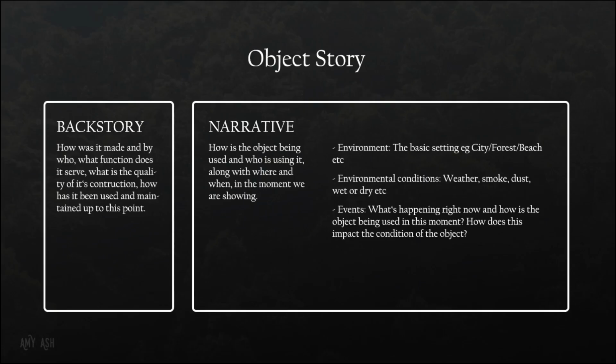Similarly, every object the character carries or wears will have its own story, tied in some way to the character's story. In this case, the backstory is how it was made and by whom, what function or purpose it serves, what the quality of its construction is, and how it has been used and maintained up to this point. The narrative would again consist of where it is right now, the environmental conditions, and the events happening in the scene, how the object is being used by the character, and the effect this has on the condition of the object.